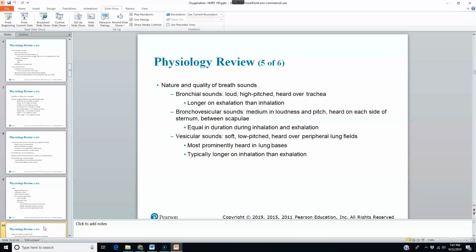And then this slide kind of just gives you a brief definition of what kind of sound it is, and how it's related or how it's presented within inhalation and exhalation.